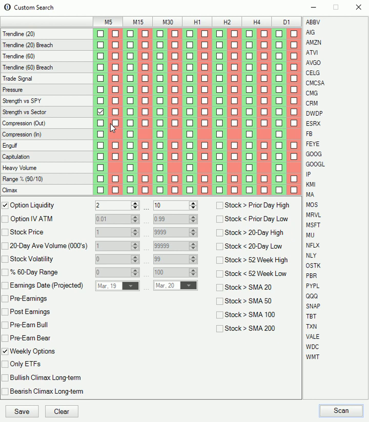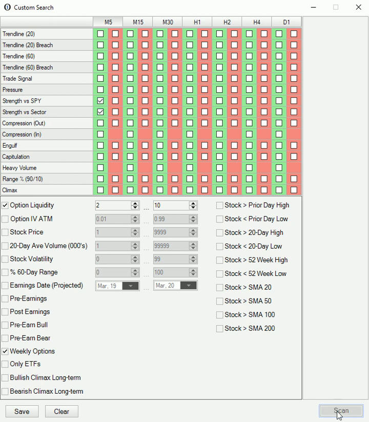Strength versus sector. So if you mark this, the stock is going to be strong within its own sector. So if I mark strength versus the SPY and strength versus its sector, I'm going to find some really good candidates. Look at that. I don't have a lot of stocks that I have to sift through.